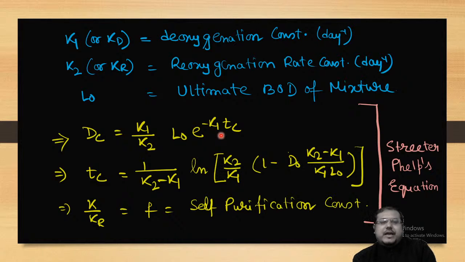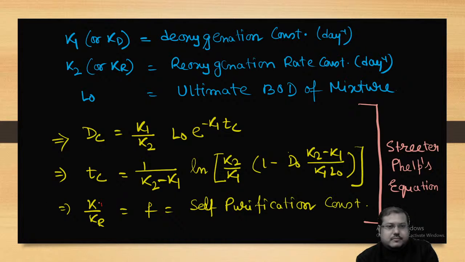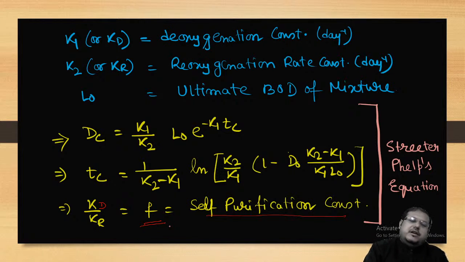Where DC is equals to K1 by K2 L naught e to the power minus K1 TC, where TC is the critical time, that is equals to 1 by K2 minus K1 ln K2 by K1 into 1 minus D naught K2 by K1 by K1 L naught, and KD by KR, which is defined as the self-purification constant denoted by F.